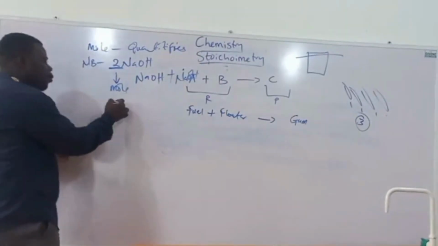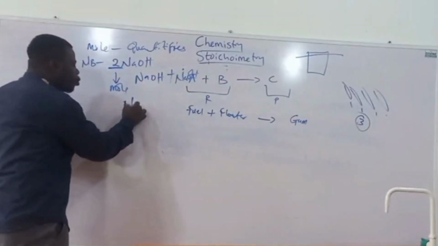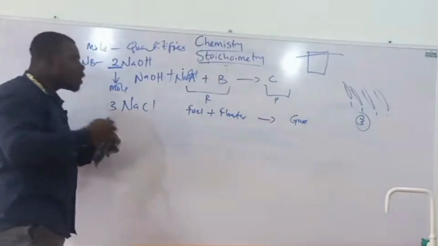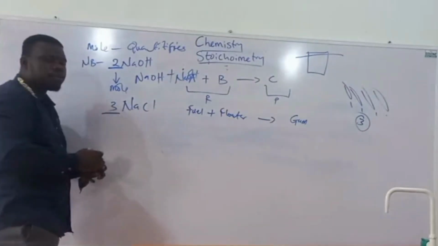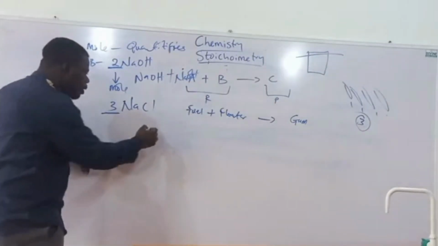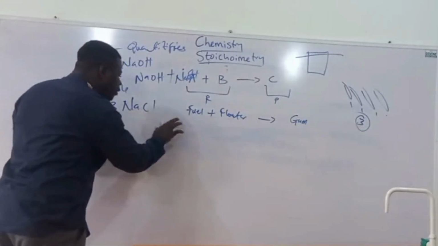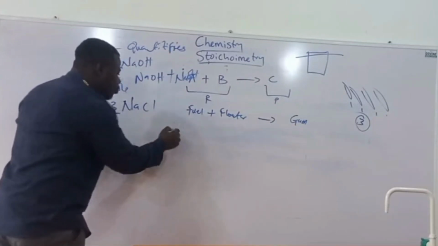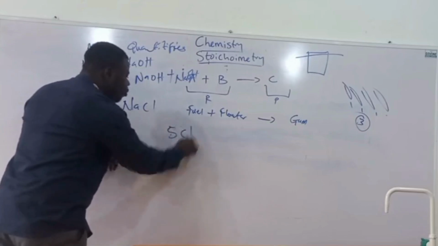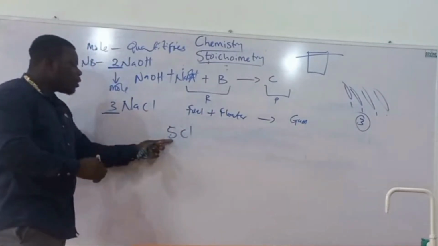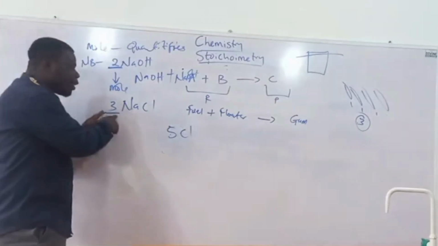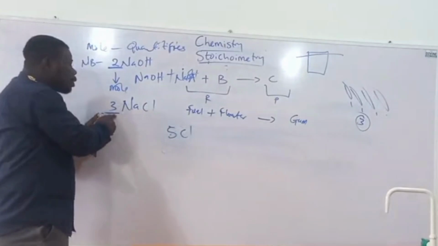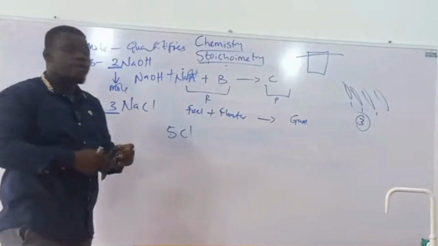So if I say we have sodium chloride, 3 moles of sodium chloride. Note whenever you see a number at the front of an element or a compound, like we have 5K. Okay, 5K looks like money. So let's say we have 5 chloride, right? Whenever you see a number at the front of an element or a compound, that number stands for what? The number of what? Mole.